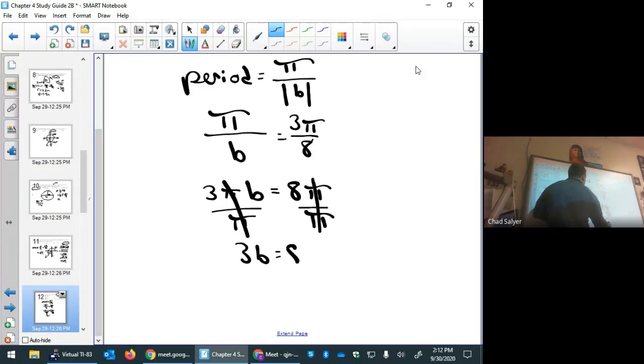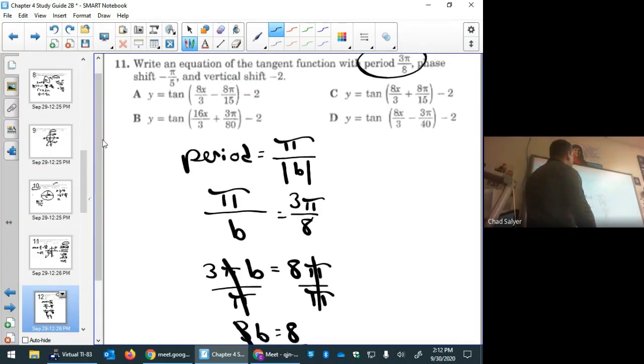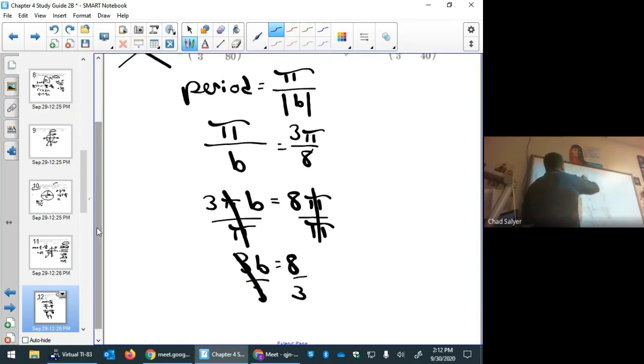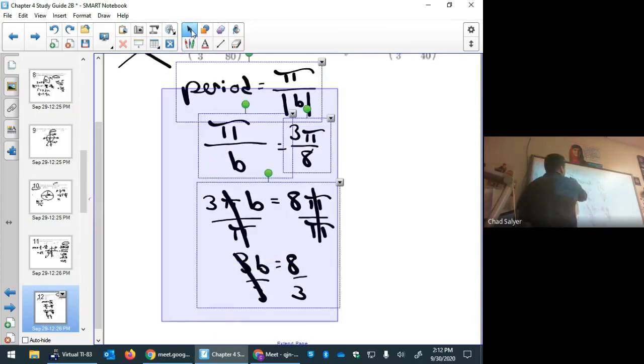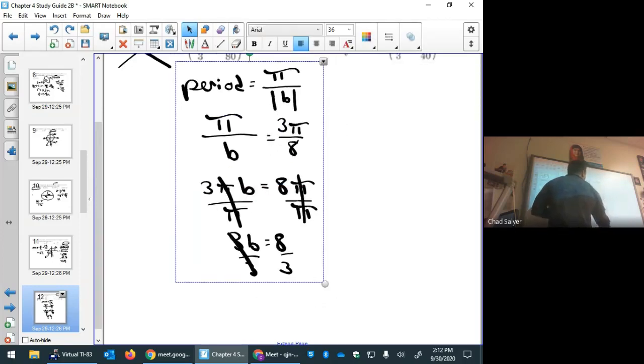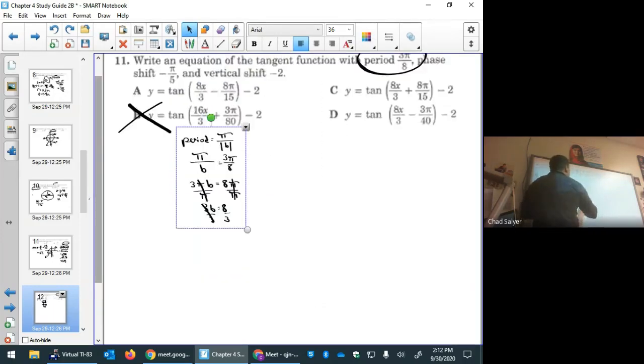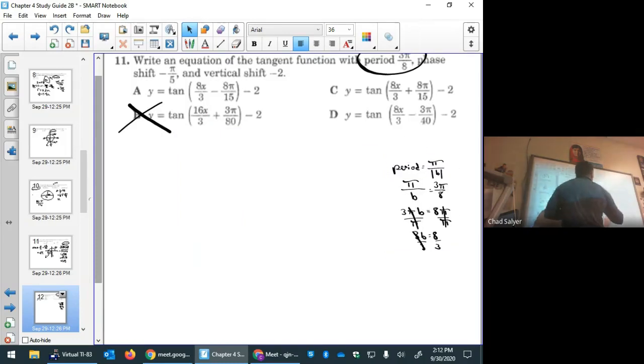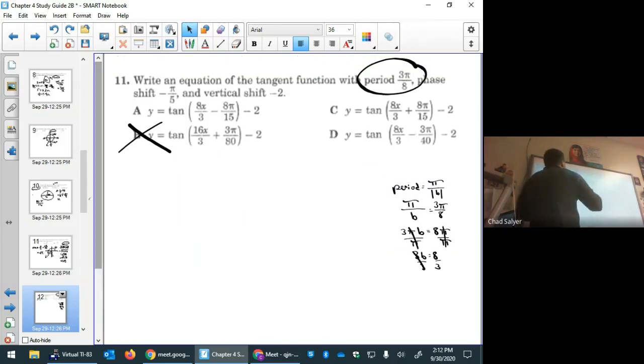3b equals 8. Divide by 3. And b equals 8/3. So we know that b is going to be 8/3. That means we can disqualify this answer based on that first bit of information, using those formulas I taught you about the period, the amplitude, and so on and so forth.